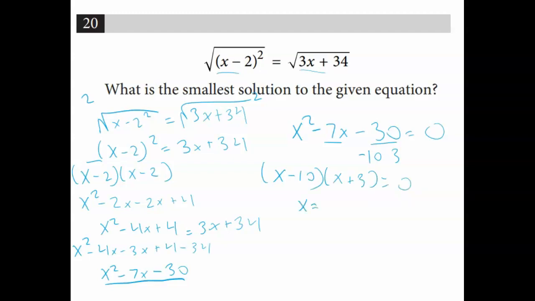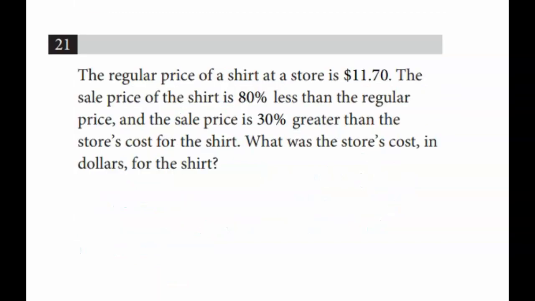So we're going to have x equals 10, because if you set x minus 10 equal to 0, you just add 10. Same with the 3, and you get x equals negative 3. So x equals negative 3 is smaller than x equals 10, and that is why it's the correct answer for number 20. So number 21.